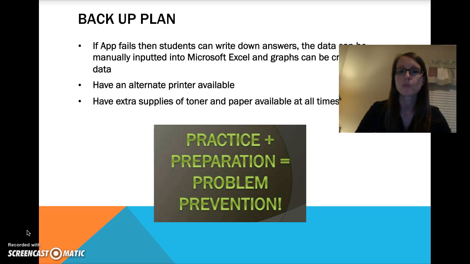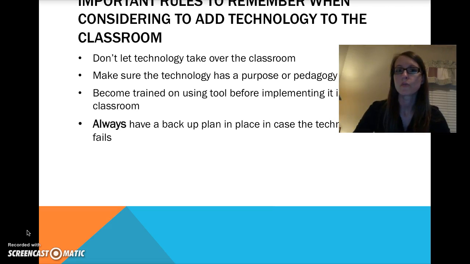So I like this picture. It says practice and preparation equals problem prevention, and it's so true. And important rules to remember when considering adding technology to the classroom. Don't let it take over the classroom. Don't only use technology, and make sure that it has a pedagogy. It's important to help the students learn. And definitely become trained on it before you try to implement it in the classroom, because then you spend most of the time trying to get it to work rather than actually getting the students engaged. You get them frustrated and they lose interest, they lose their focus. Always have a backup plan in case a technology tool fails.